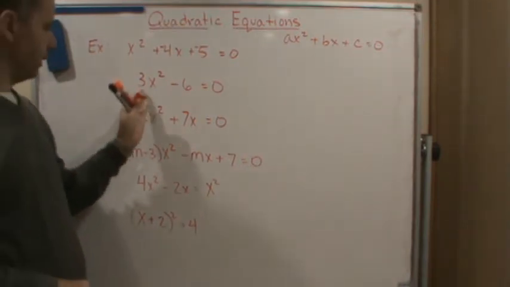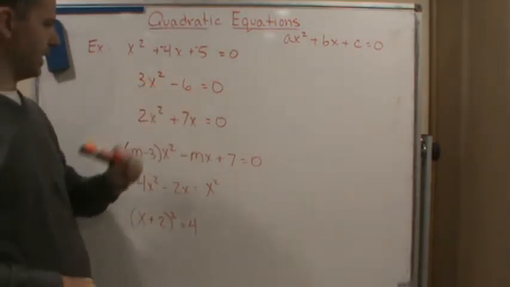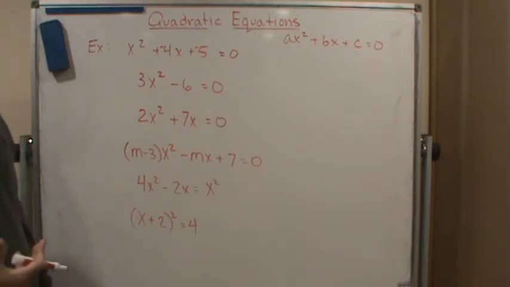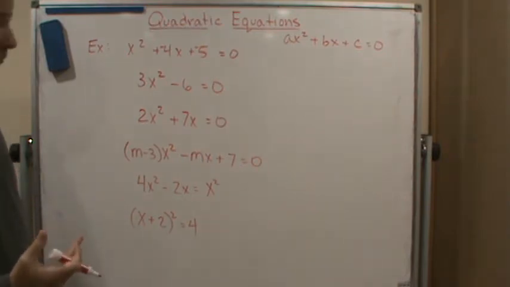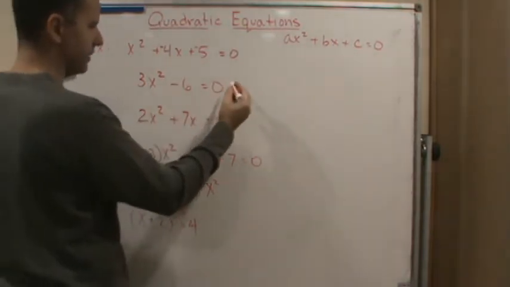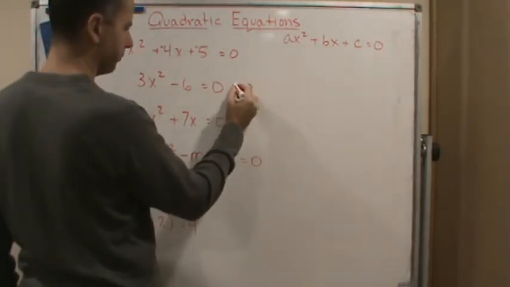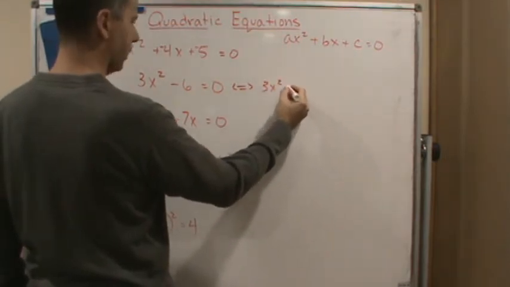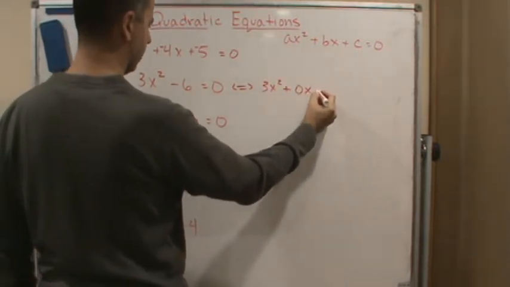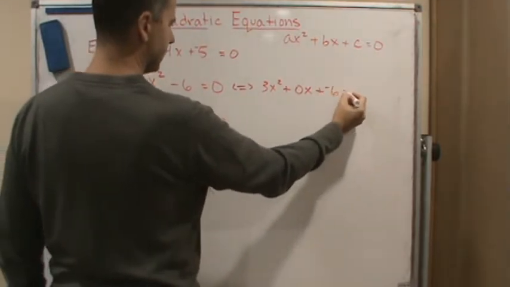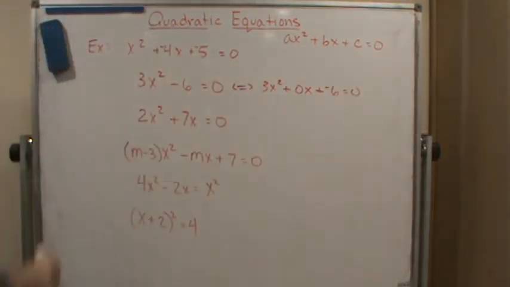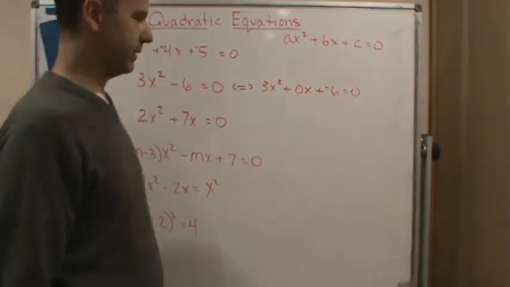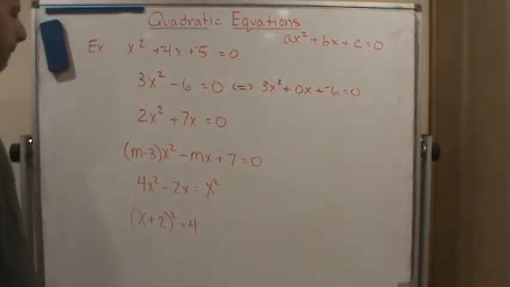Now in this one here, we've got 3x squared minus 6. So this is also in quadratic form. It's just missing the x term because b is 0, right? You could write this as 3x squared plus 0x plus -6 equals 0. You could write it that way. And so you see that a is 3, b is 0, and c is -6.